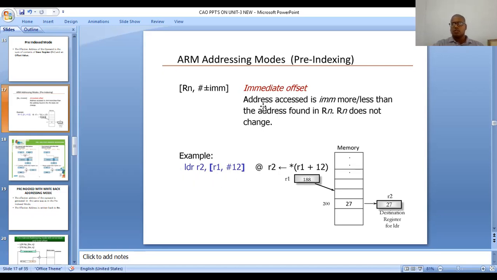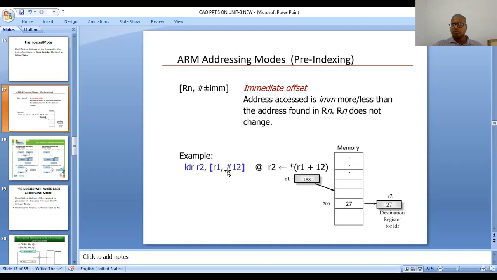Here 12 is nothing but an immediate offset value. Whenever you encounter a hash, it indicates an immediate value. Whenever we encounter an expression like this, we need to add this immediate value to the register. You can add or subtract it, but in 99 cases we perform the add operation only. So we add the contents of register R1 with the value of 12.